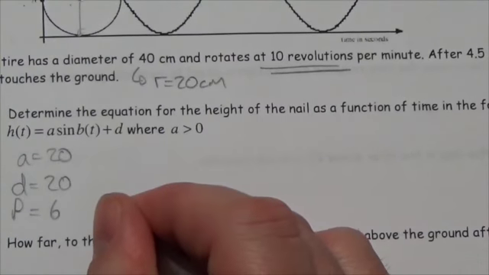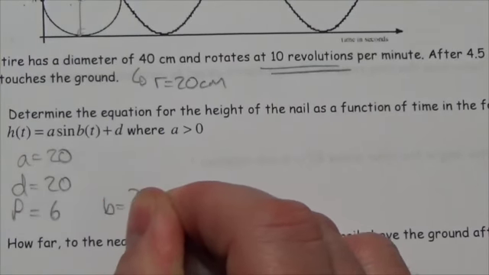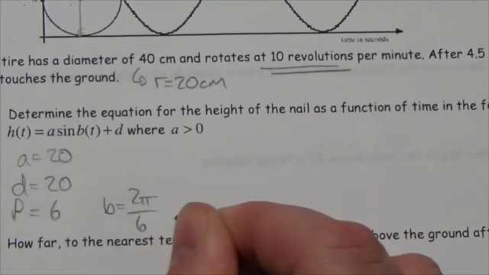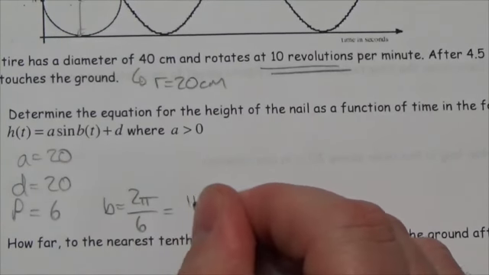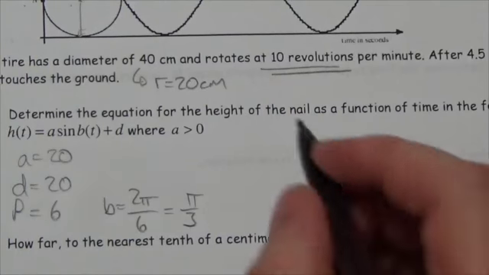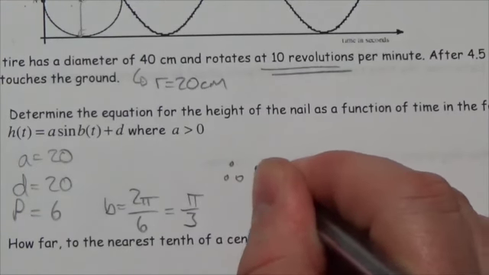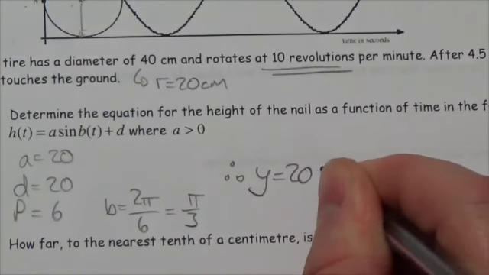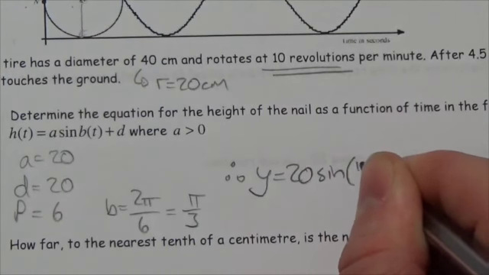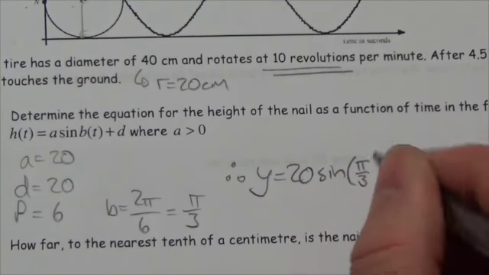Now, we still have to figure out what b is. And b is going to be 2 pi divided by the period, or 6 seconds. And so my b value here is going to be pi over 3. So thus, we can put together the equation y is equal to 20 sine of pi over 3 x, or t.